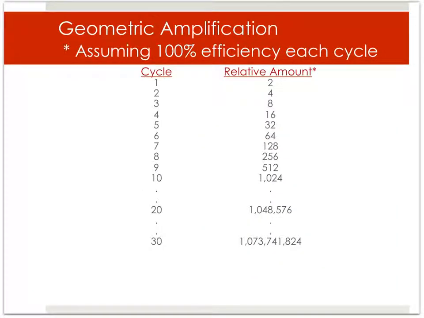If you take the example of 30 cycles, the gene will be amplified more than 1 billion times, as you can see here. So many folds, geometrically amplified.